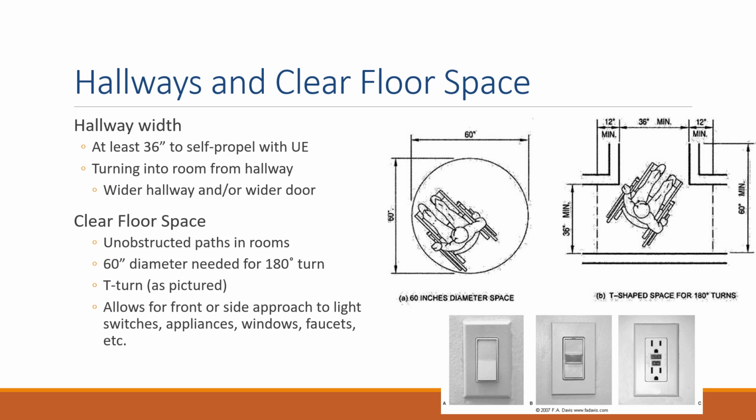Now let's talk about hallways and open floor space. Hallways should be at least 36 inches wide to propel independently. This is based off of that 18-inch seat width that we keep coming back to, and the occupied width is 36 inches. Turning in a room from a hallway needs to be wider than 36 inches. Generally speaking, that 5-foot or 60-inch turning radius will be recommended.